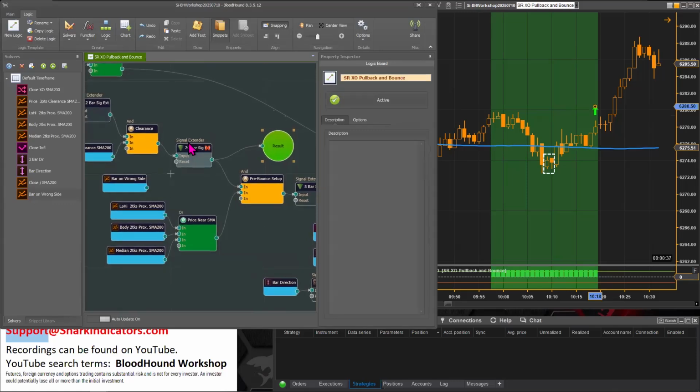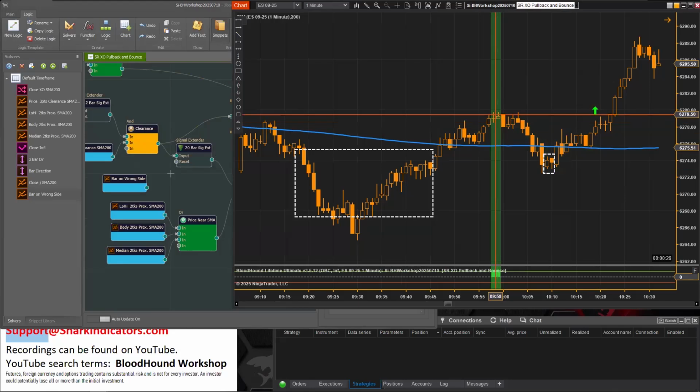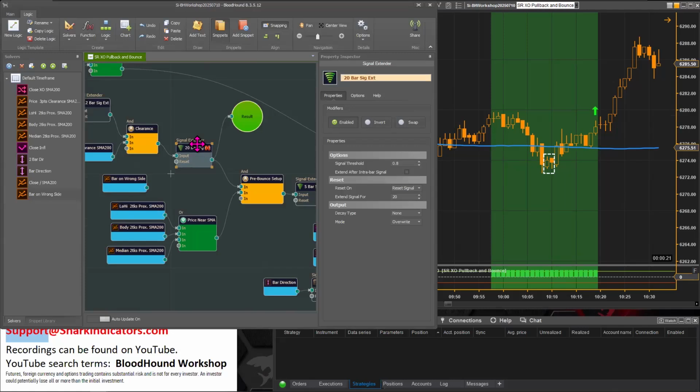Right? So this signal extender. We get our clearance output, or our clearance signal. So price makes that minimum clearance to the SMA, and then we extend that clearance signal forward until price comes back to touch the SMA. But if the whole bar punches through the SMA, then we want to cancel this signal extender here. So let's connect that in.